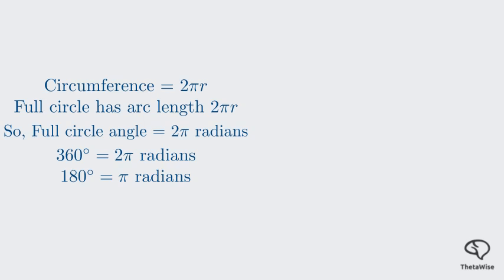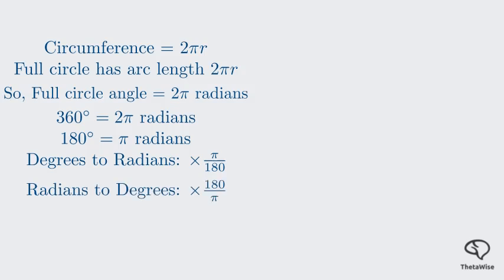It's often more convenient to simplify this by dividing by 2. So, 180 degrees is equal to π radians. This is a key identity that you should commit to memory. It allows us to convert between the two systems. To convert from degrees to radians, we multiply by π over 180. To convert from radians to degrees, we multiply by 180 over π.